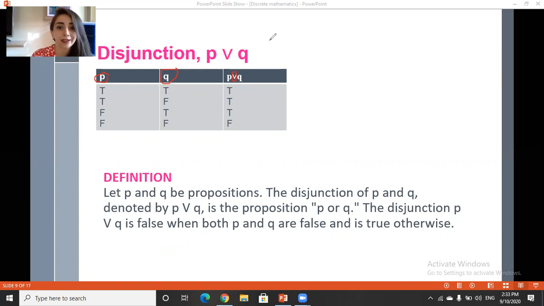Let's learn it more clearly. So if any of them is true, any of P and Q, the answer is true. You see, here this is true, this is false, but one of them is true, so the answer is true. Here the first one is false, the second one is true, but "or" means that if one of them is true, our answer is true. But here in the last row, let me write it in another color, both substatements are false, so our result is also false. You see the difference between disjunction and conjunction?